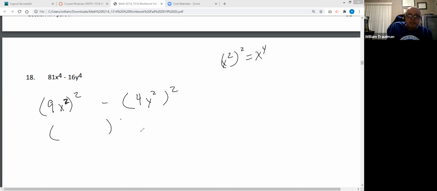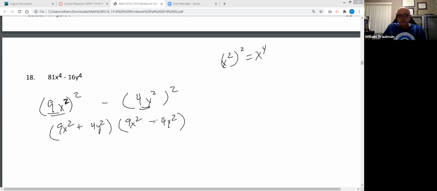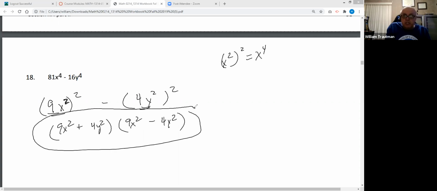Write 2 big parentheses. 9x squared in the first spot for each, and 4y squared in the second spot for each. 1 plus, 1 minus. Now, if you type this into your computer, it's wrong. That is the wrong answer. Can anybody tell me why?